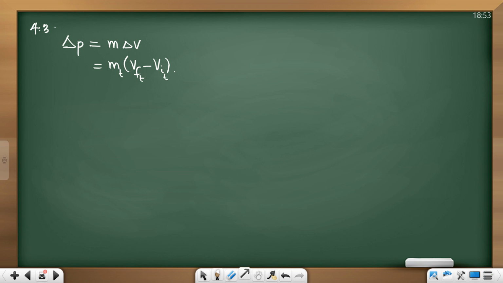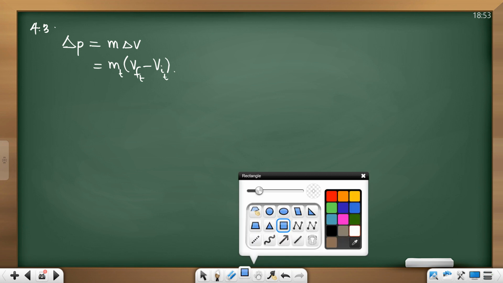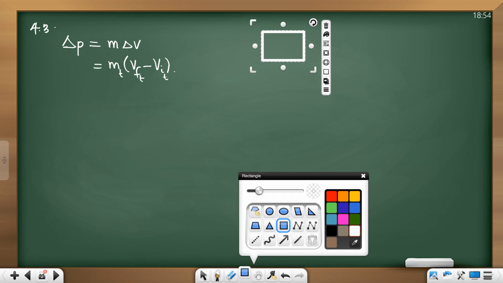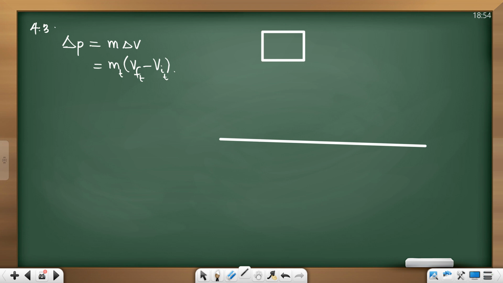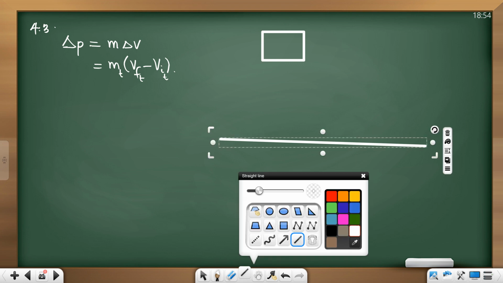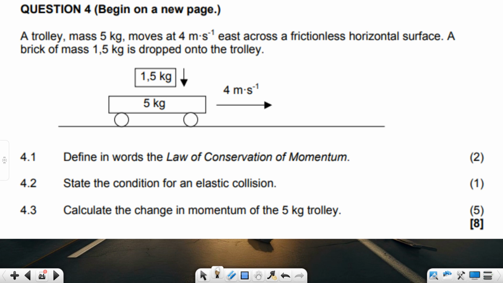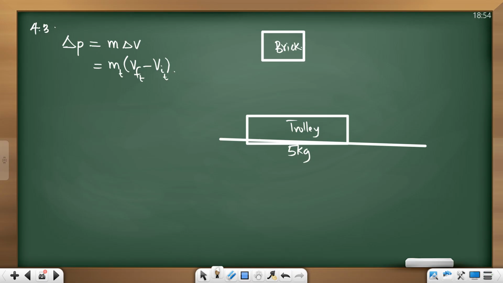Trolley, and trolley. Remember what we had so that we don't go back and forth as I'm trying to finish right now. This is what we had. We had a trolley and a brick. Okay, so this is our trolley and the brick. So we are looking for the initial velocity of the trolley. Okay, mass is 5 kg. And what is the velocity of the trolley? The trolley was moving at 4 meters per second. All right.